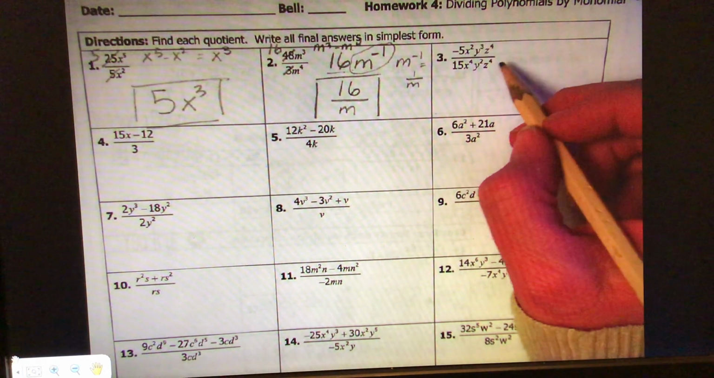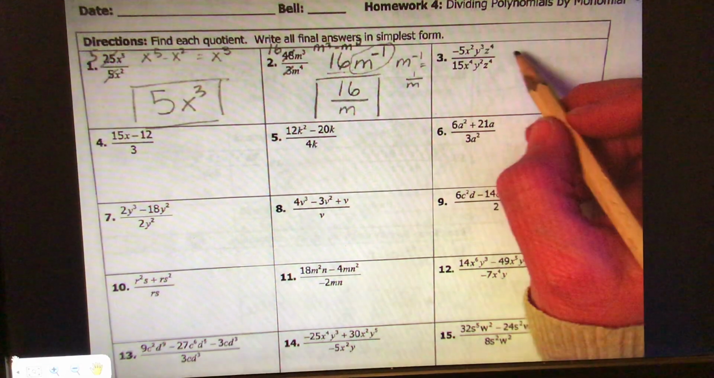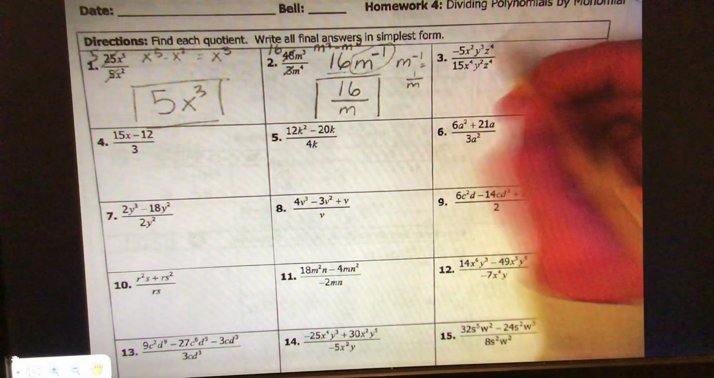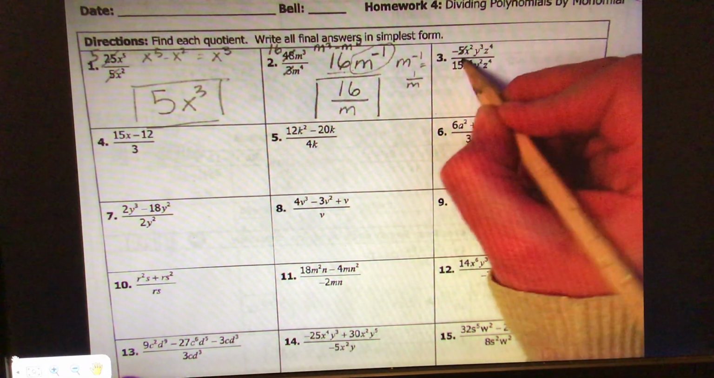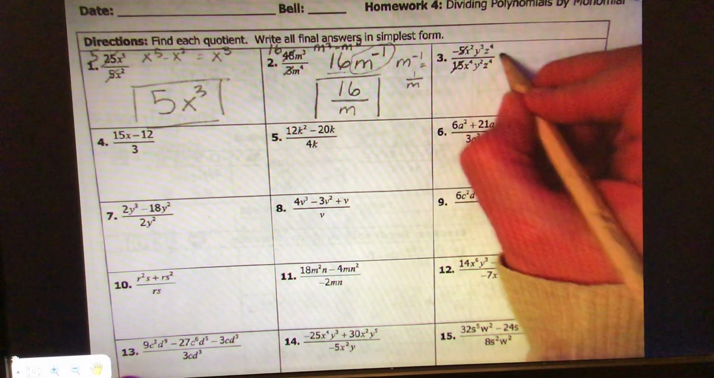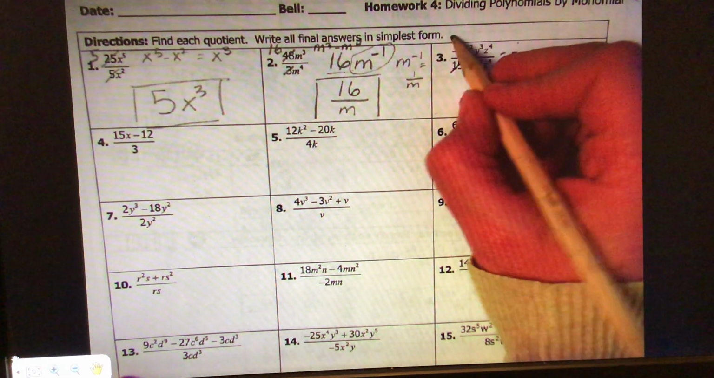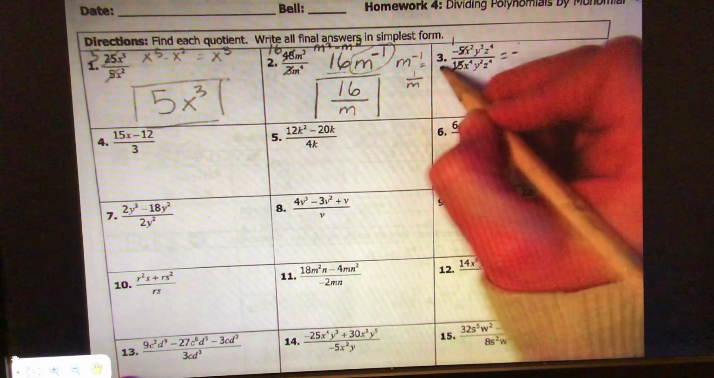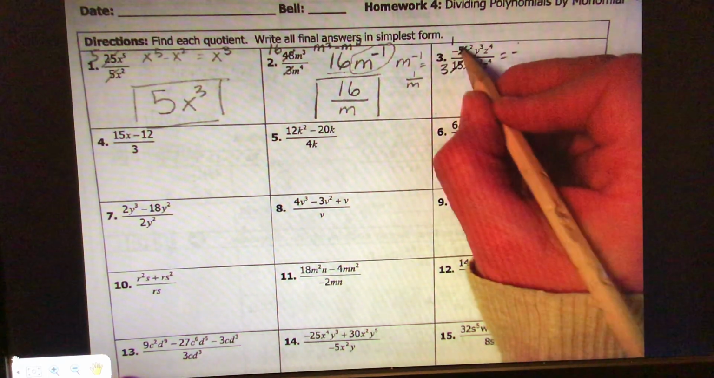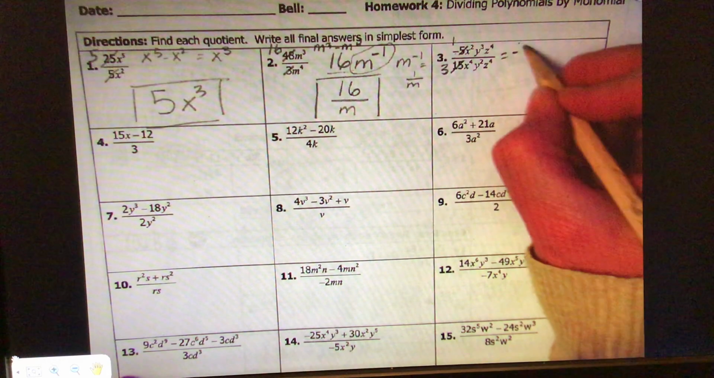Number 3. Ooh, I've got lots of x's and y's and z's. Well, here we go. Negative 5 goes into 15 3 times. So maybe I should rewrite it over here. So that becomes a 1, 15 becomes a 3, because 5 out of 15 is actually a 3rd, and I have a negative 5. So I have a negative 3rd.